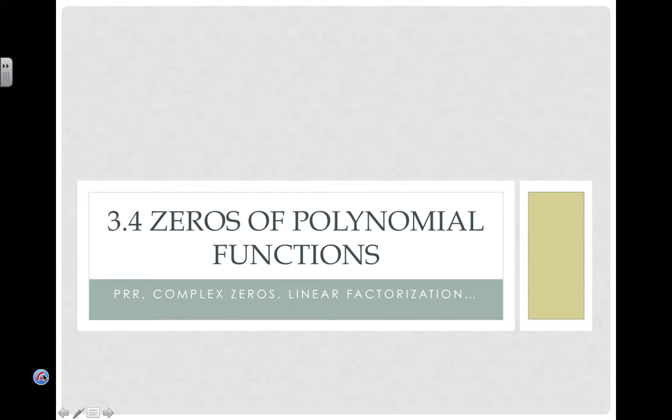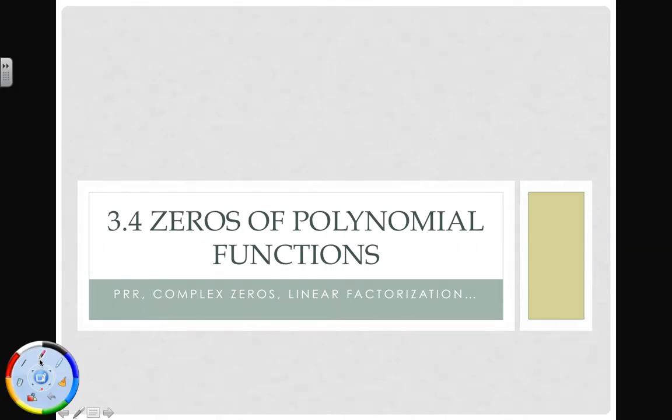Looking at 3.4 today, our zeros of polynomial functions. We're going to be looking at the PRR. You might remember that from last year. Some complex zeros and something called linear factorization.